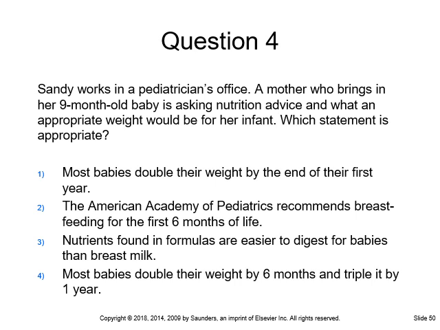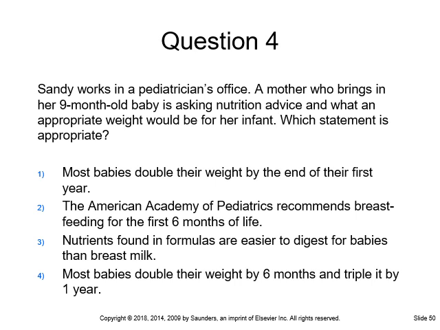One, most babies should double their weight by the end of the first year. Two, the American Academy of Pediatrics recommends breastfeeding for the first 6 months. Three, nutrients found in formula are easier to digest for babies than breast milk. Or four, most babies double their weight by 6 months and triple it by 1 year. Which response is appropriate?